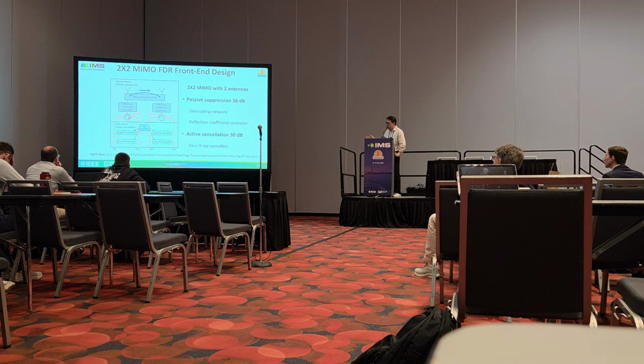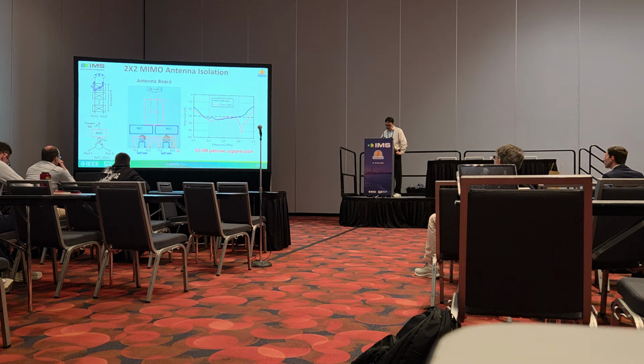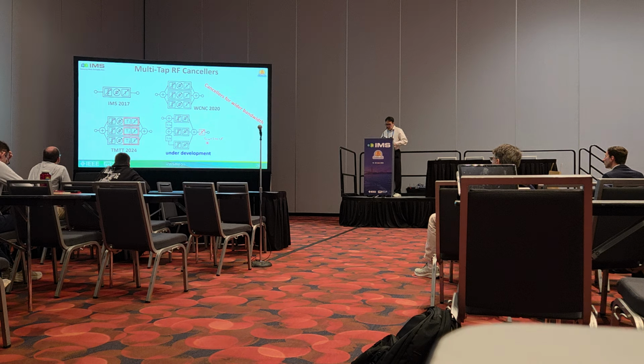As I said, this is 2x2 MIMO. We need 4 cancellers, so there are 4 canceller circuits. Our goal is to achieve 30 dB isolation from passive isolation in the propagation domain, and 30 dB isolation from active cancellation. So this is the result. There is a circulator and reflection coefficient controller and decoupling network between two antennas. So we can achieve 30 dB isolation from 3.6 to 3.8 kHz.